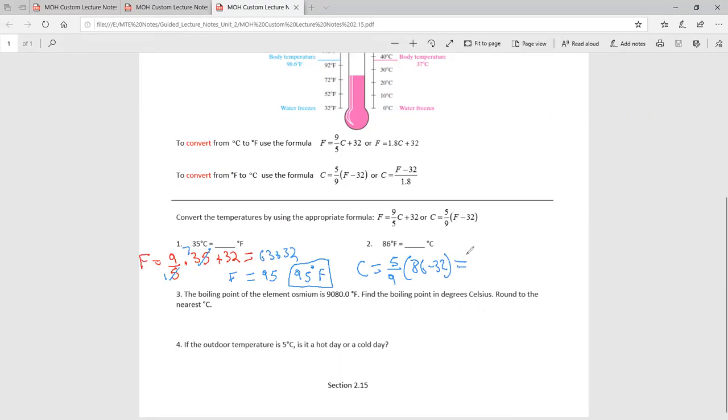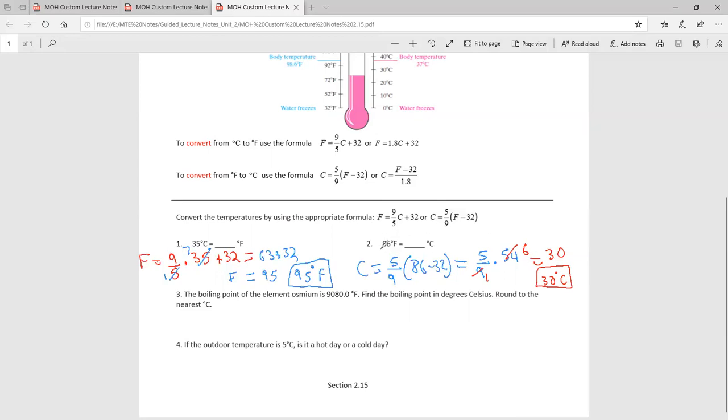You've got to do the inside of the parentheses first. 86 minus 32 is going to be 54. So that's 5/9 times 54. Again, you can jam this in a calculator. The reduction happens nicely though. 9 and 54 will reduce. 9 will go into 54 6 times. That's a 1 and a 6, which means we're just doing 5 times 6, which is 30. So our temperature in Celsius is 30 degrees Celsius. So 86 Fahrenheit is 30 Celsius.